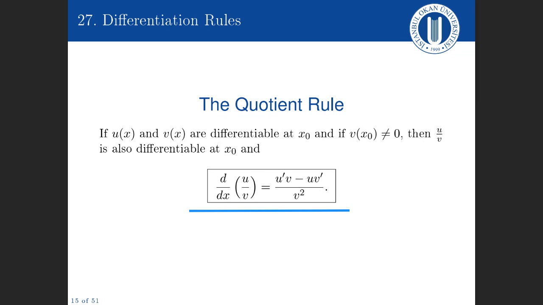Now, I'll just remind you of the product rule at the bottom. The product rule said the derivative of u multiplied by v is u prime v plus uv prime. In the quotient rule, we have a minus sign instead of a plus, and then we divide by v squared.